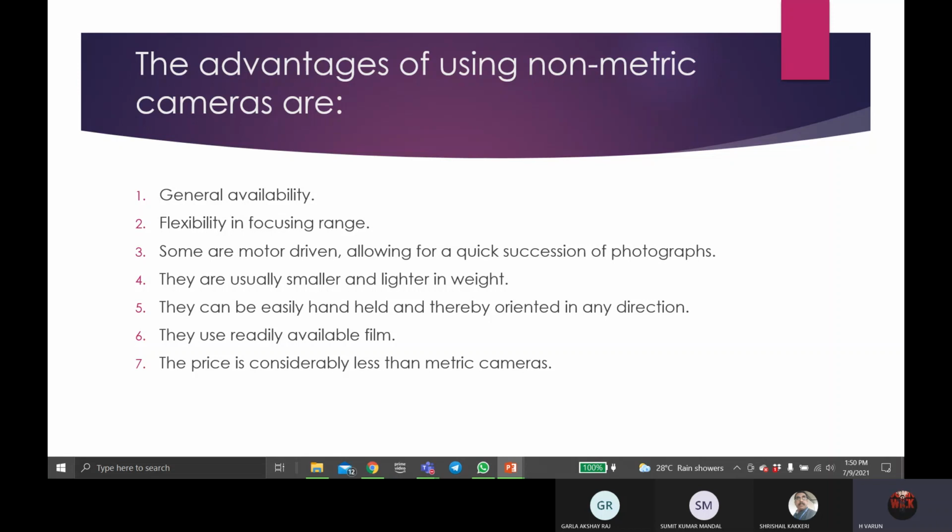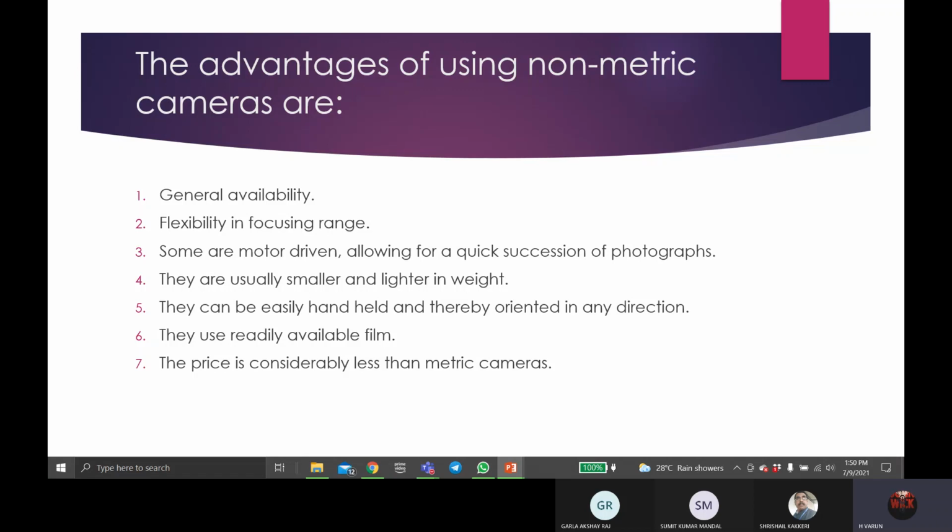Some are motor driven, allowing for a quick succession of photographs. They are usually smaller and lighter in weight, which is very important in robots, because we can't put a huge or heavy object on a robot and tell it to go and get the product. So it depends. We need a small and lighter camera in a robot. That is very important. They can be easily handheld and thereby oriented in any direction.